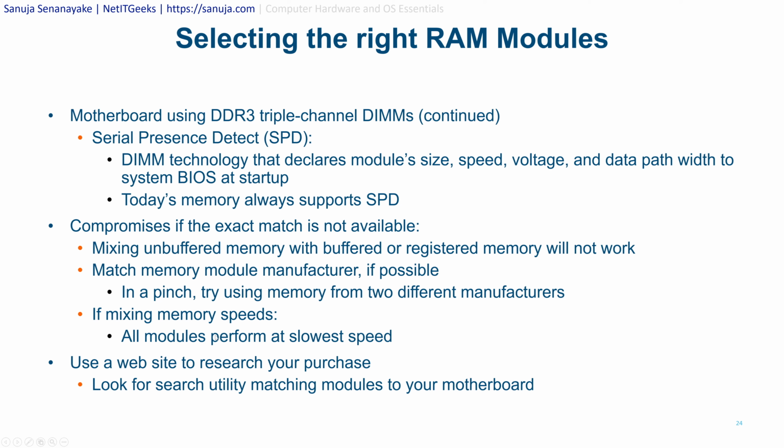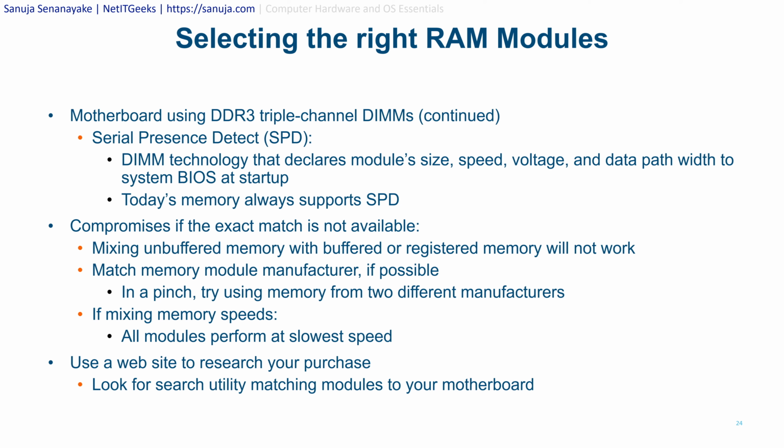If mixing memory speeds, all modules perform at the lowest speed denominator. In other words, what that basically means is if you have mixed speed RAM modules, the lowest speed RAM module is going to dictate the speed for the entire set.